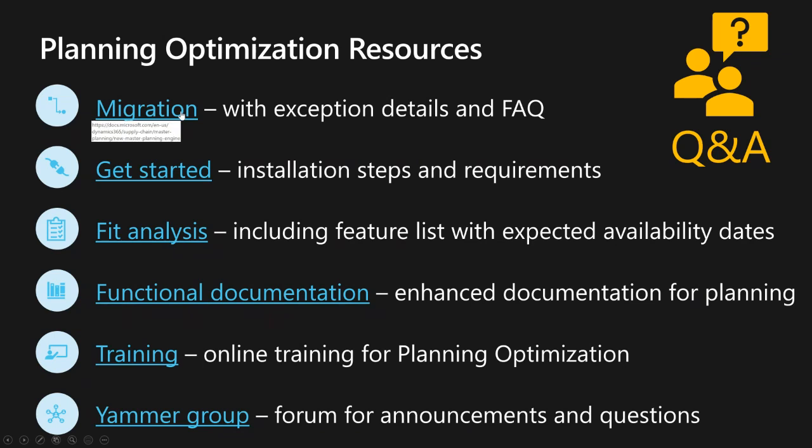The migration story, the get started, what you need to do to install, the fit analysis, including the feature list with expected availability dates, general functional documentation for planning optimization. There is online training, and there is a very active Yammer group. We have 12 or 1,300 active people in there, and it has more than 600 members. So I would definitely also recommend that you join this Yammer group. This is where I will announce changes on planning optimization and so on.